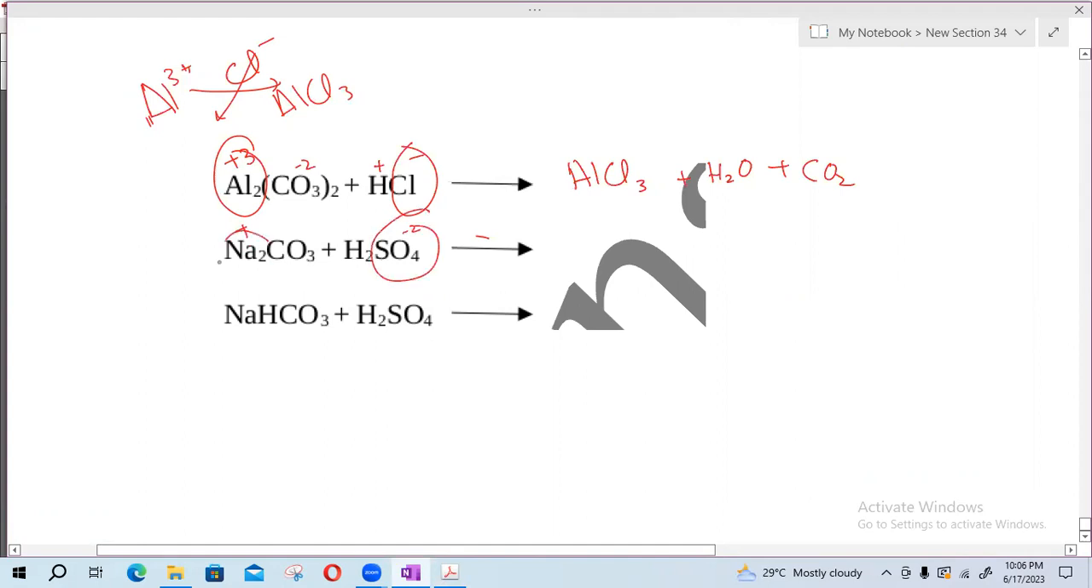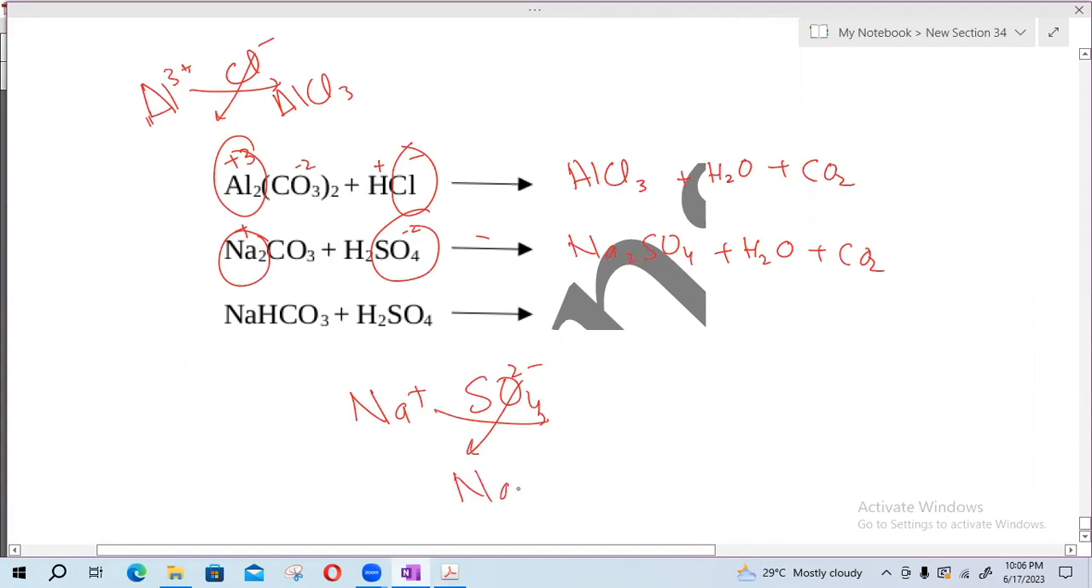Sodium and sulfate will combine to form sodium sulfate, Na2SO4, and the remaining product will be water and carbon dioxide. And for Na2SO4, again, the logic is the same. Sodium is plus 1, sulfate is minus 2. When we interchange its valencies, it forms Na2SO4.